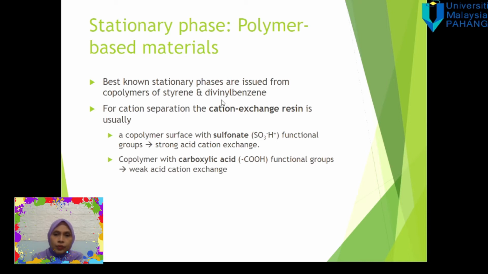Normally for HPLC, what do we use? We use silica gel. For cation separation, the cation exchange resin, the material inside the column, is usually a copolymer surface with a sulfonate functional group, a strong acid cation exchanger. This is for the cation exchange resin. And a copolymer with a carboxylic acid functional group is for the weak cation exchanger.